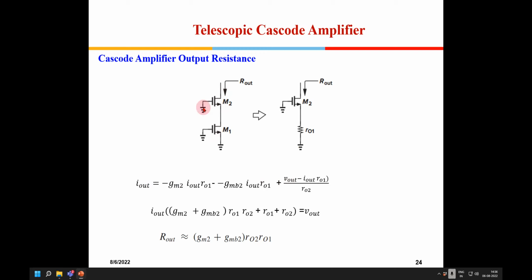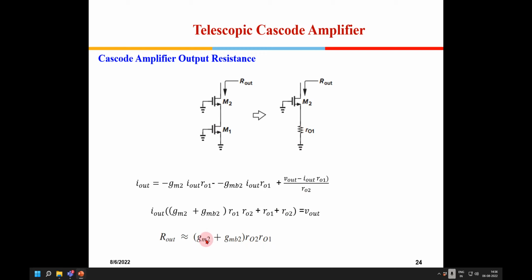Now, if I have one transistor here and one more transistor here, and if I see the R out from here, the same derivation which we did for RS applies. Now I am putting R01, because this is an R01. If I put that equation, R out will come something like this: GM2, GMB, R01, R02. It is approximately this resistance. So it is a high resistance.